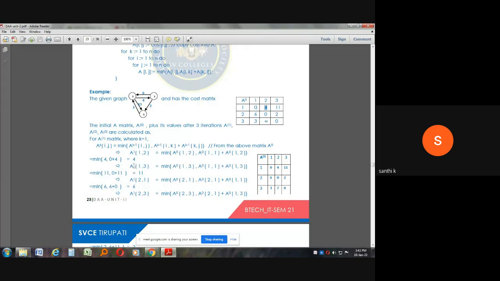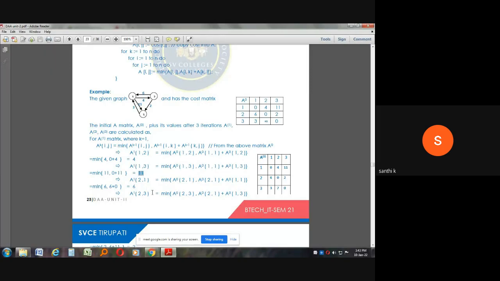In the same manner, a power 1 1 comma 3. Minimum of a power k minus 1 1 comma 3, comma, a power k minus 1 i comma k plus a power k minus 1 k comma j. That means 1 comma 1 plus 1 comma 3. A power 0 1 comma 1 is 0 and 1 comma 3 is 11. So 11 comma 0 plus 11, both are the same, so we will get 11.